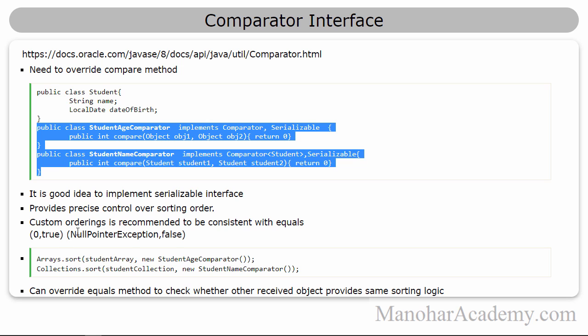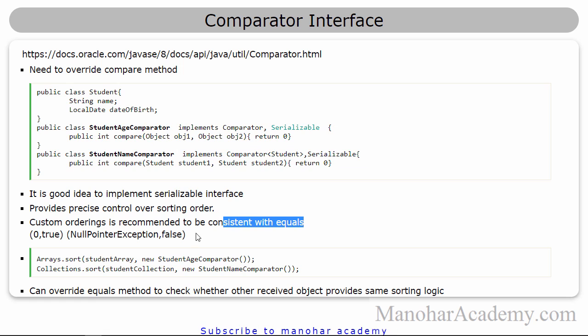And also, as said in the natural sorting order, the custom order is also recommended to be consistent with the equals method. So if the equals is returning true, make sure you return 0. If the equals is returning false, whenever null is provided as an argument, we should return null pointer exception. So we have seen that in the previous slide.